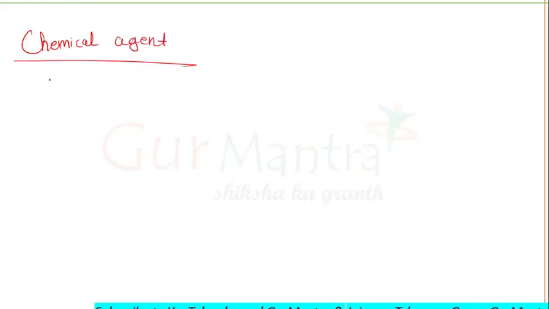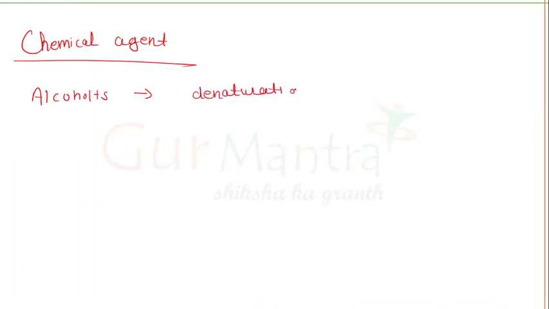Chemical agents, you also know about chemical agents. What are the different chemical agents that are used? Alcohols like isopropyl alcohol can cause denaturation of proteins. They can be used as antiseptics.